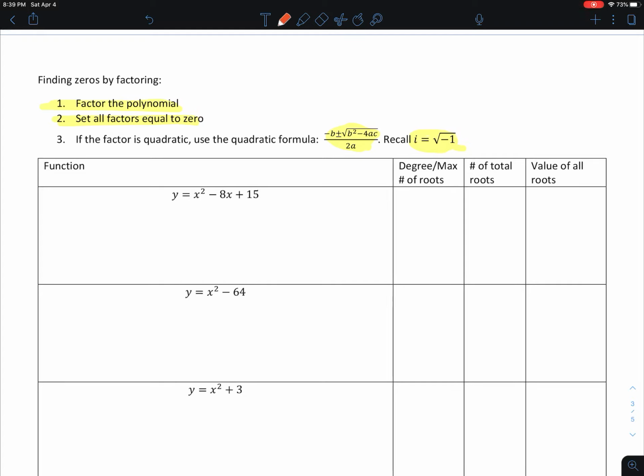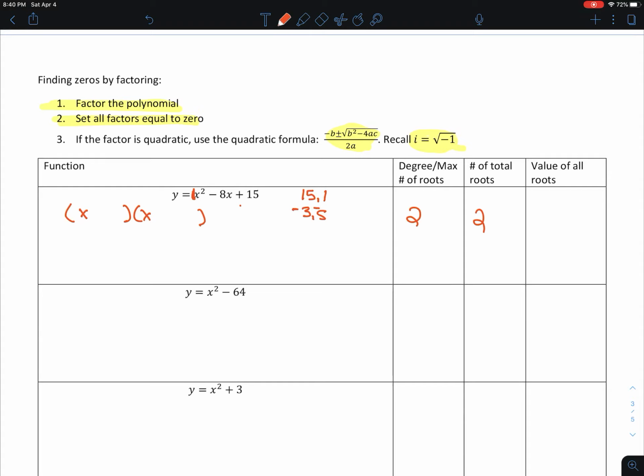In this first function, it's a quadratic, so its highest degree is 2, which means it should have 2 roots. When we factor this, we can ask ourselves, what can we multiply to get 15 and add to get -8? Because this has a coefficient of 1, we can just use guess and check. What two numbers can we multiply to get 15? I think there's only 15 and 1, and 3 and 5. Which of these, when we add them together, could give us -8?